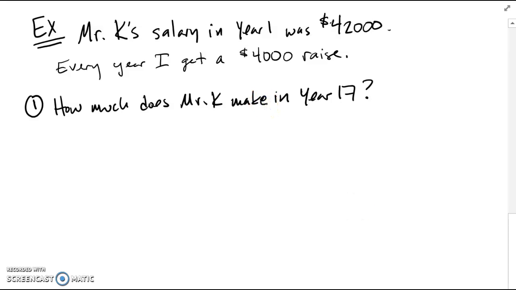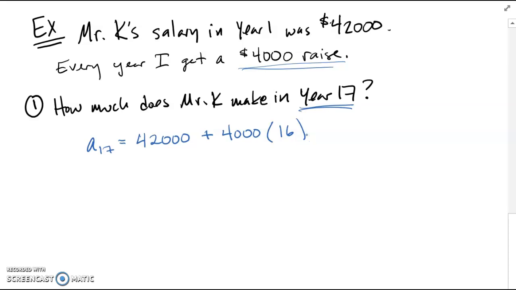All right, so now let's get to the math of it. Clearly, this is an arithmetic, right? Because I'm getting a set number of $4,000 every year. So this is just a sequence problem, right? I want to know how much I make in a single year, 17. So we would say A sub 17 comes from my first salary of $42,000 plus my d value of 4,000. And then if this is year 17, I've had that raise 16 times, right? Because it's 17 minus 1.